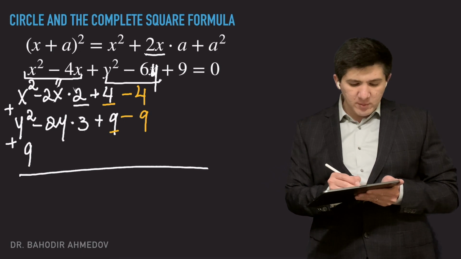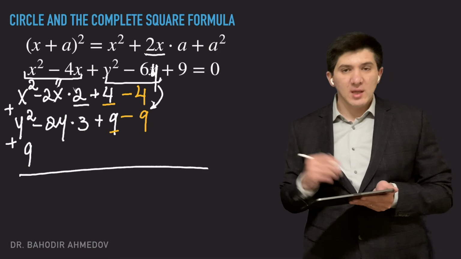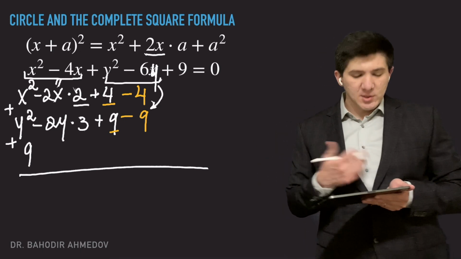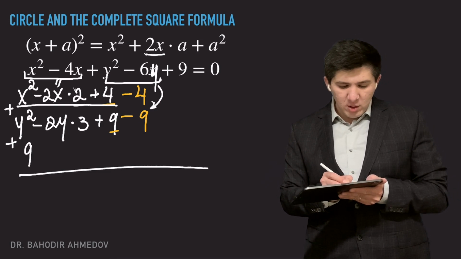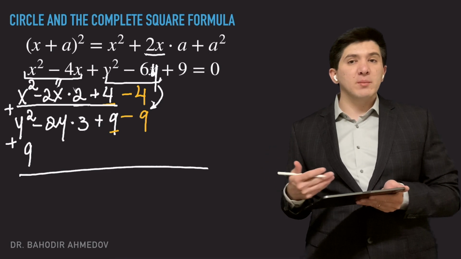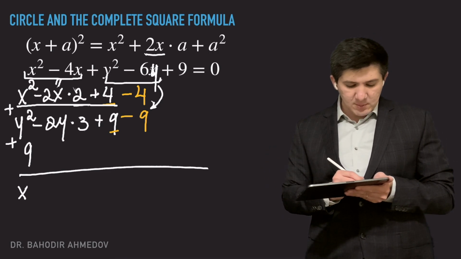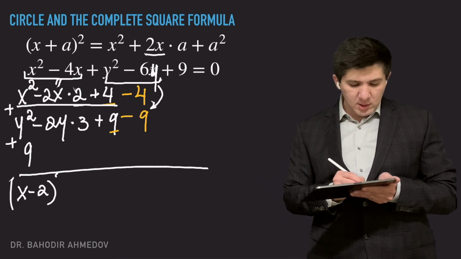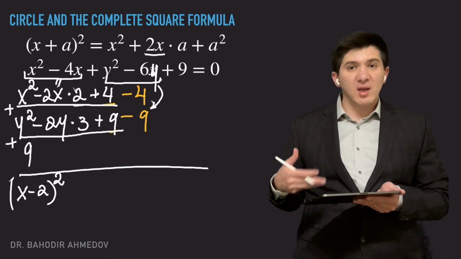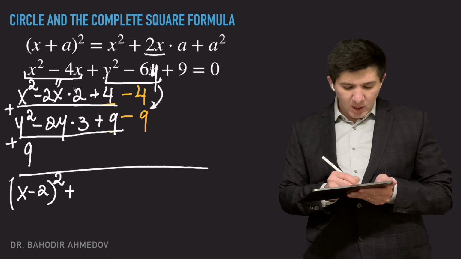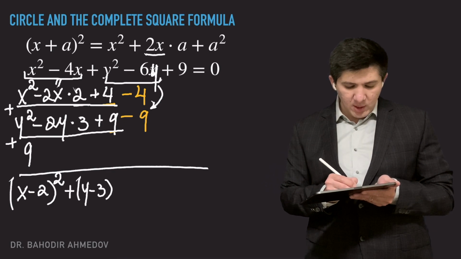Instead of these 2 terms, I wrote down these 4 terms plus the 9. Okay. So now the first 3 terms here are making the complete square. So this is going to be (x − 2) in the square, right? And the first three terms here are again making the complete square form. They are making (y − 3) in the square.